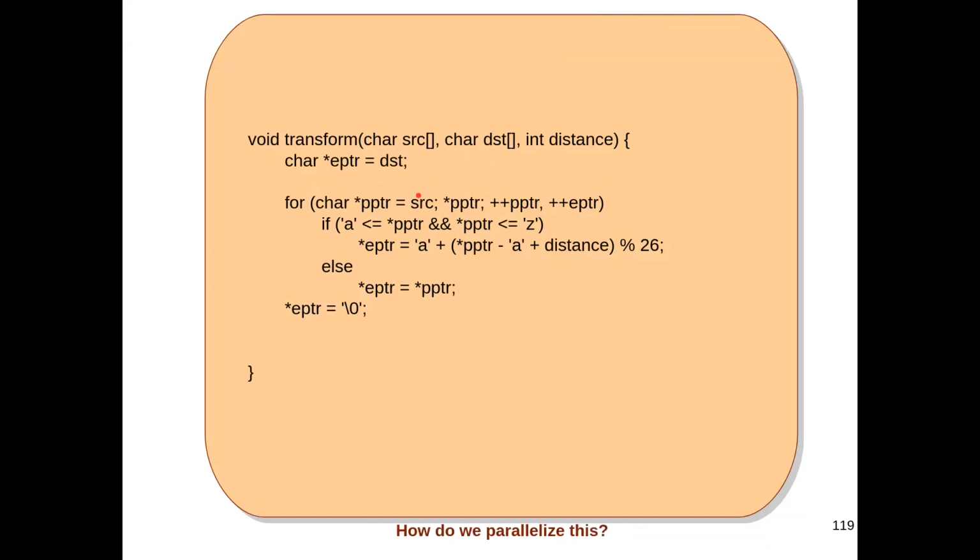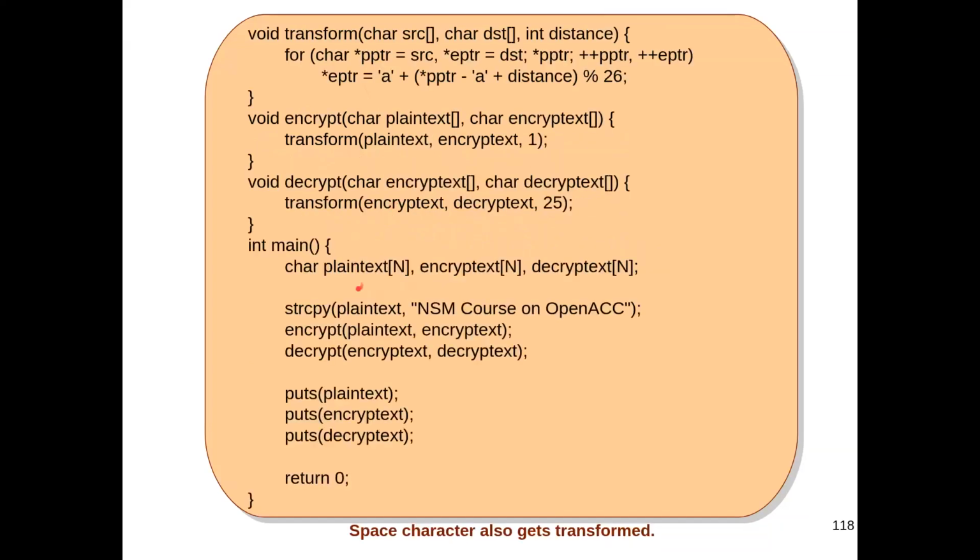I'm just going to go back further. So as far as this transform is concerned, that is taking the source and writing to the destination. So it is reading SRC and writing DST. Once DST is written, in this case plain text is the read only part, encrypt text is the write only part. This write only part is going to be fed to the decrypt function.